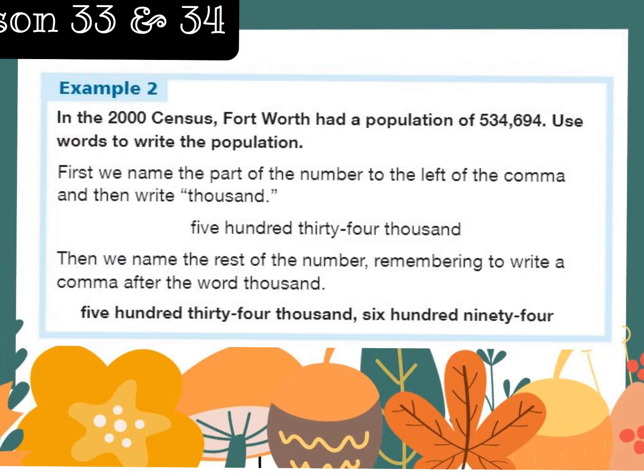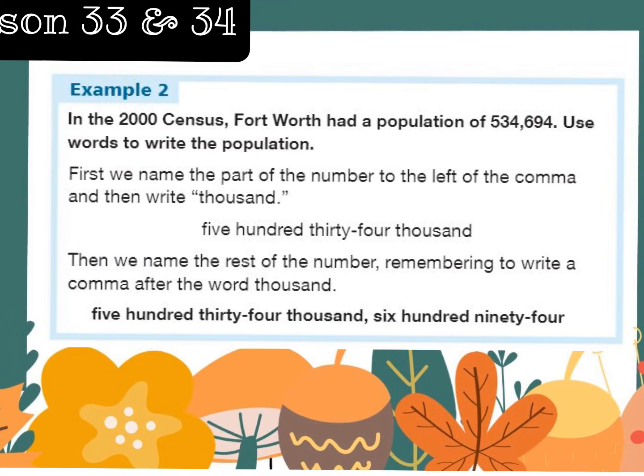So if you're writing this big, large number in words, you should have five hundred thirty-four. That's one thing that a lot of us forget is this little dash right here. Thousand. Then we name the rest of the number, what we're used to. Six hundred ninety-four.